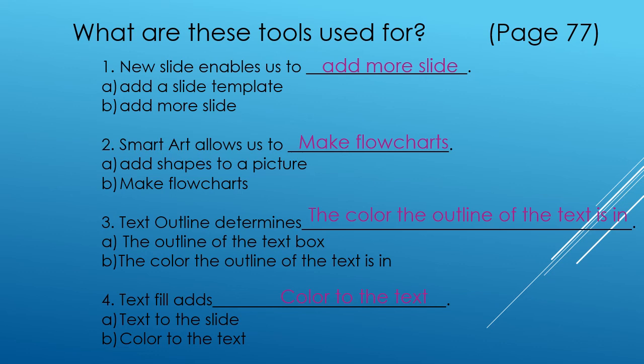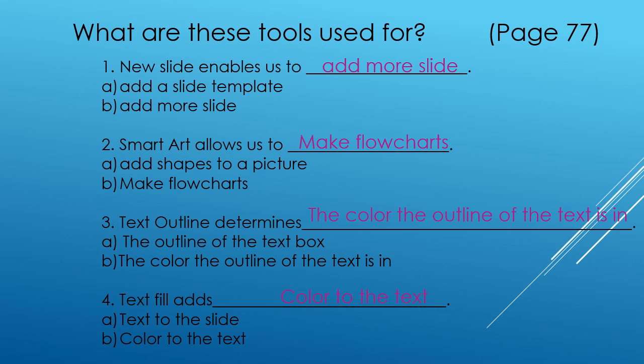Number 2 is Smart Art allows us to. A option is add shapes to a picture or make flowcharts. Smart Art is used to make flowcharts. You will write make flowcharts in the space given to you. Third option is Text Outline determines. A option is the outline of the text box, B option is the color the outline of the text is in. B option is correct. You will write the color the outline of the text is in.